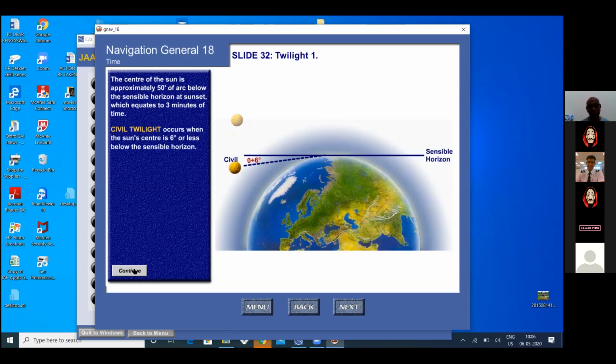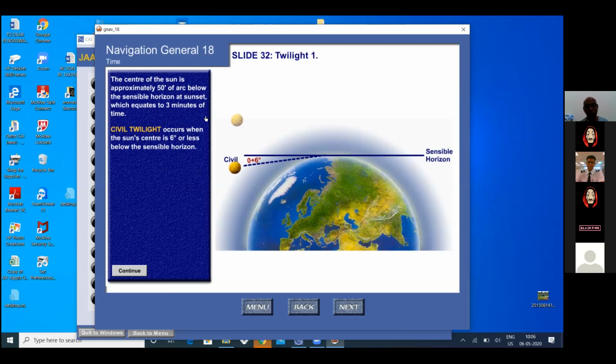Is this part clear? If at the equator I am saying the sun rises at 0600 and sets at 1800 hours, actually your period of light is 12 hours and 6 minutes, because you get 3 minutes before sunrise and 3 minutes after sunset, because of the 50 minutes of angular measure between the sensible horizon and the center of the sun.